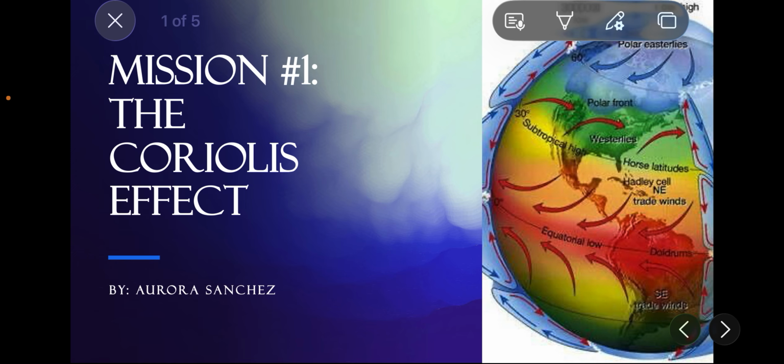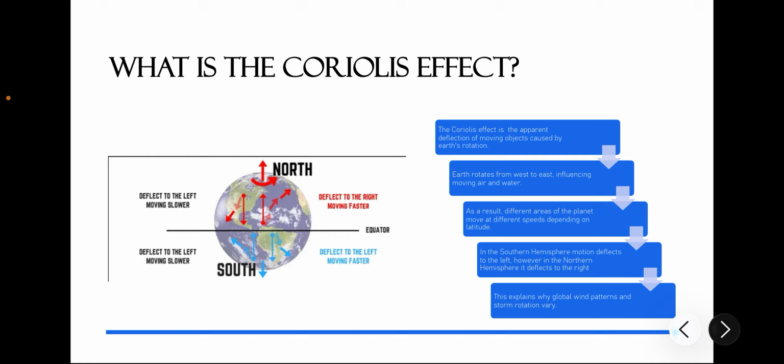For mission 1, I'll be talking about the Coriolis effect. Essentially, the Coriolis effect is the apparent deflection of moving objects caused by Earth's rotation. This would include air and water. Since Earth rotates from west to east once every 24 hours, this rotation is influential to how our air and water moves across the planet.